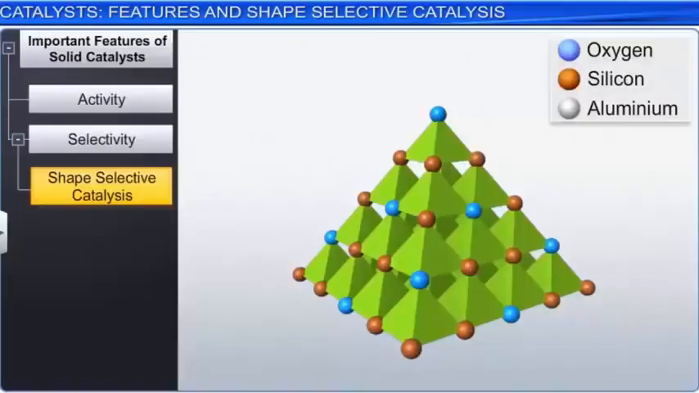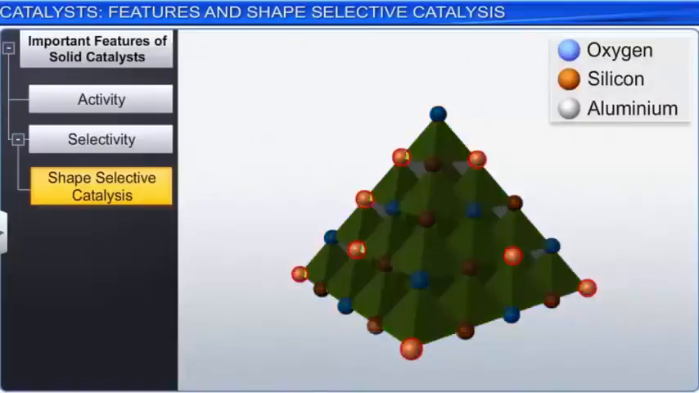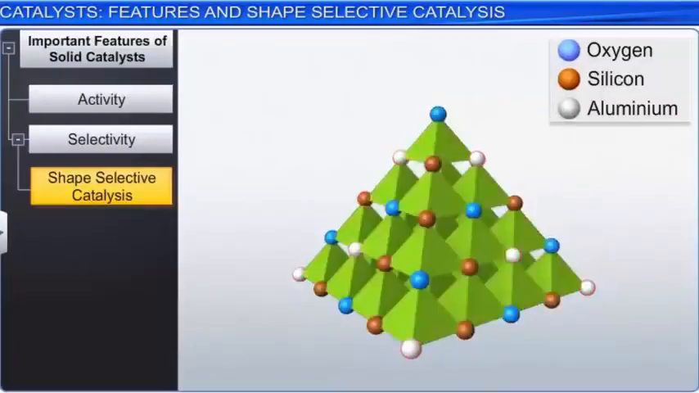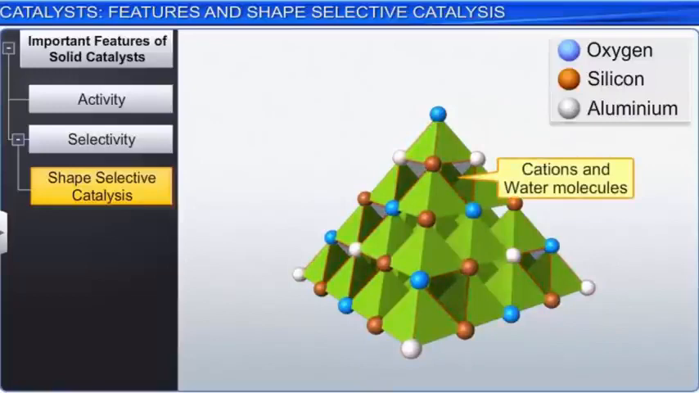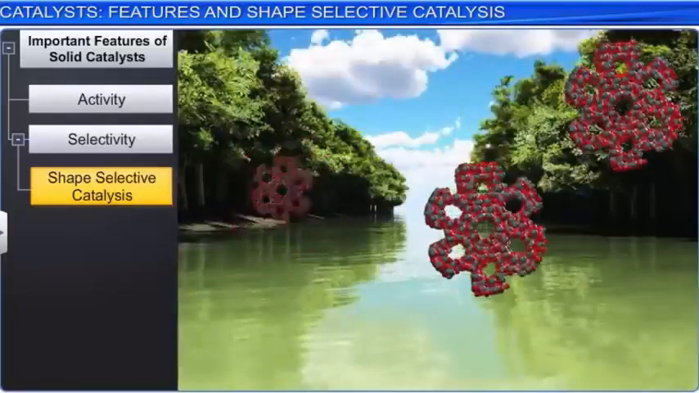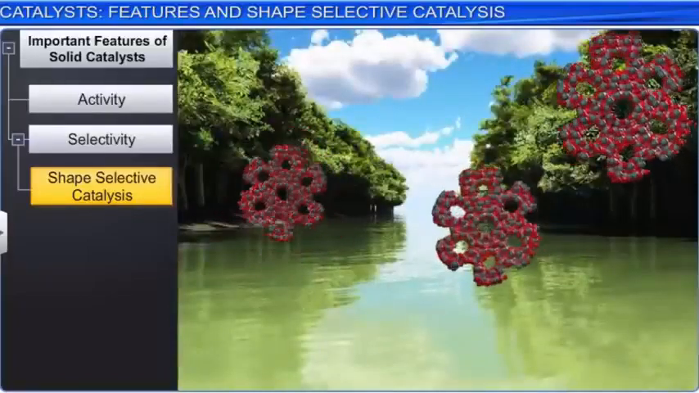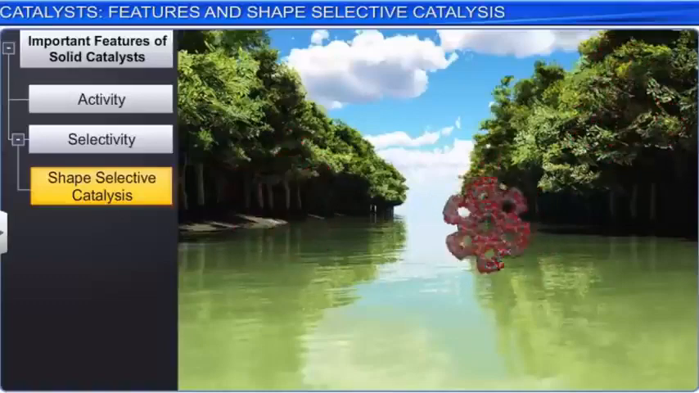In aluminosilicates, some silicon atoms in the tetrahedral structure of silicates are replaced by aluminium atoms, giving it an aluminium-oxygen-silicon type of framework, while the cations and water molecules are present within the pores. Zeolites are found in nature as well as synthesized for catalytic selectivity.